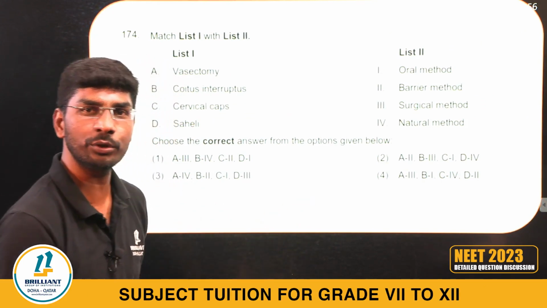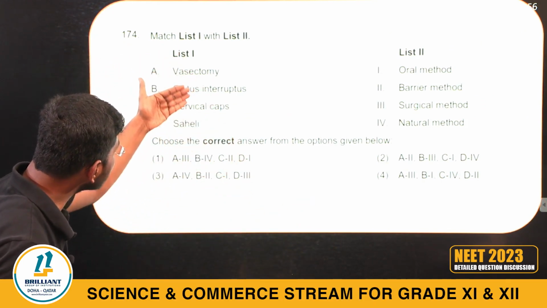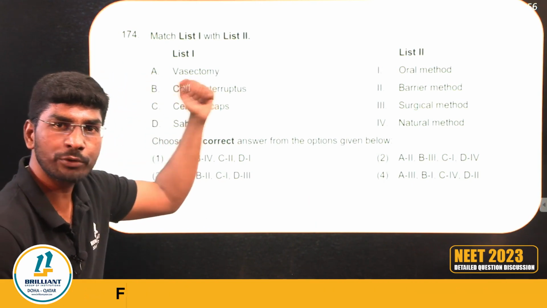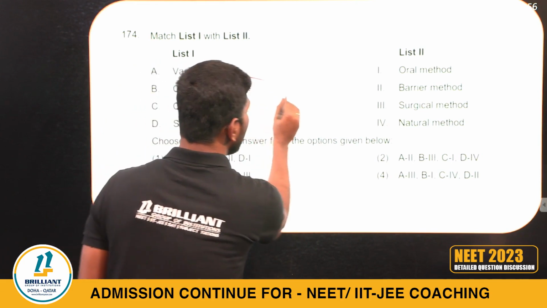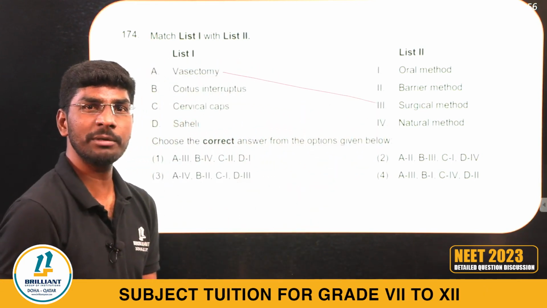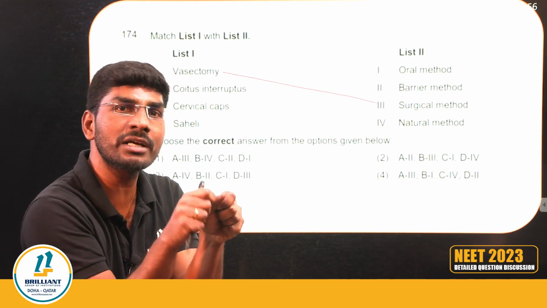Second question. Different types of contraception methods are given. You have to choose the correct one. Look at the first one. Vasectomy. Shall I go with the surgical method? Vasectomy is a surgical method in which the vas deferens is cut.